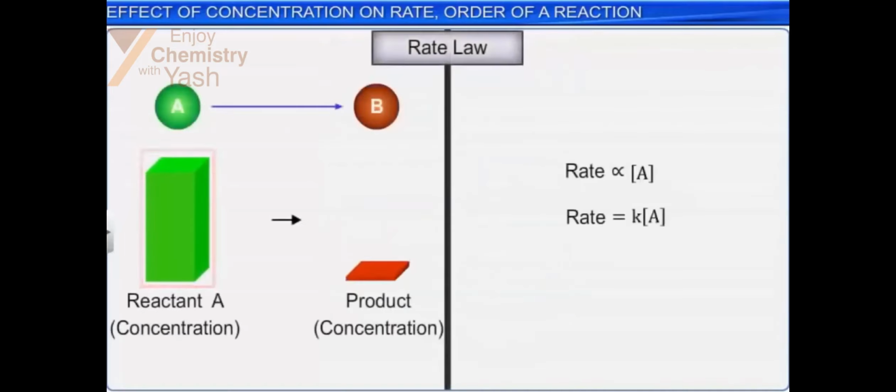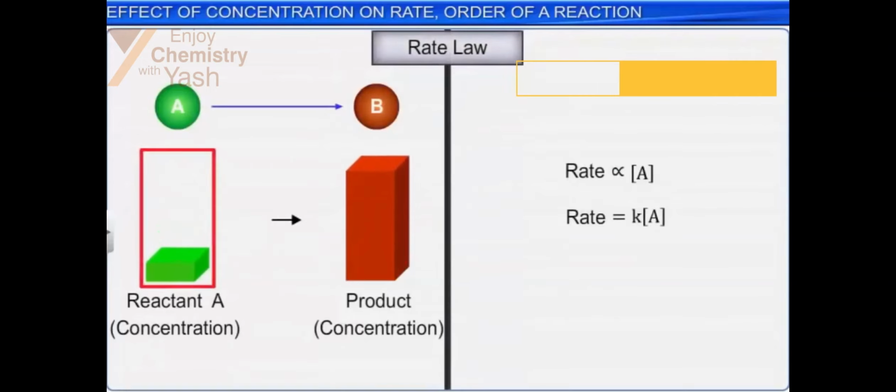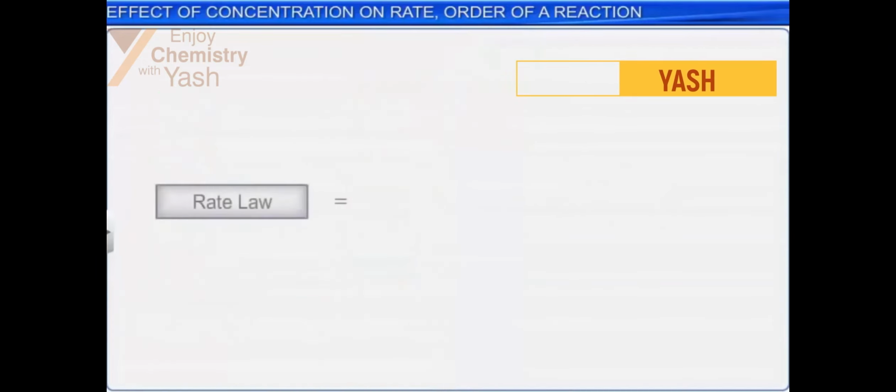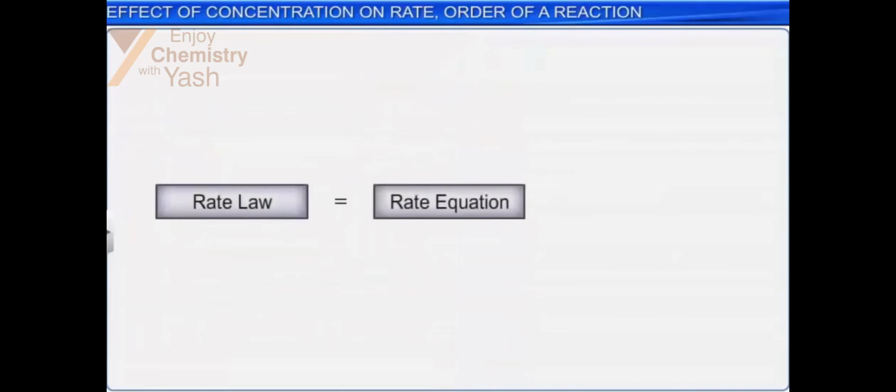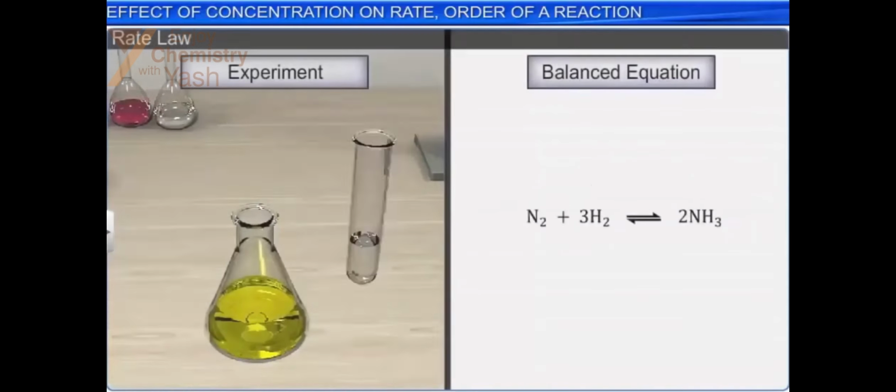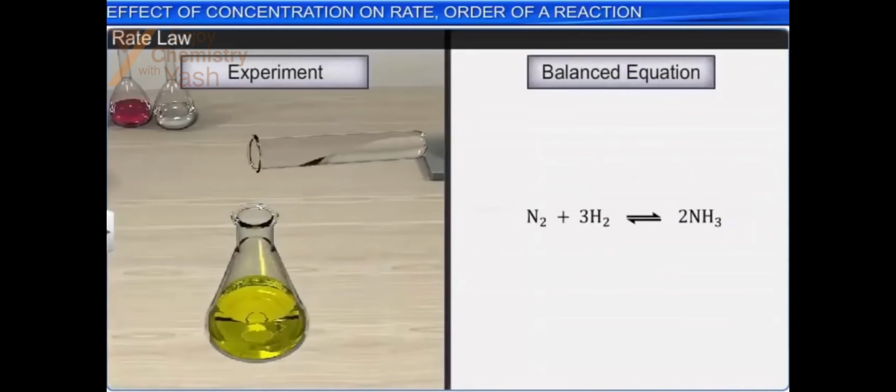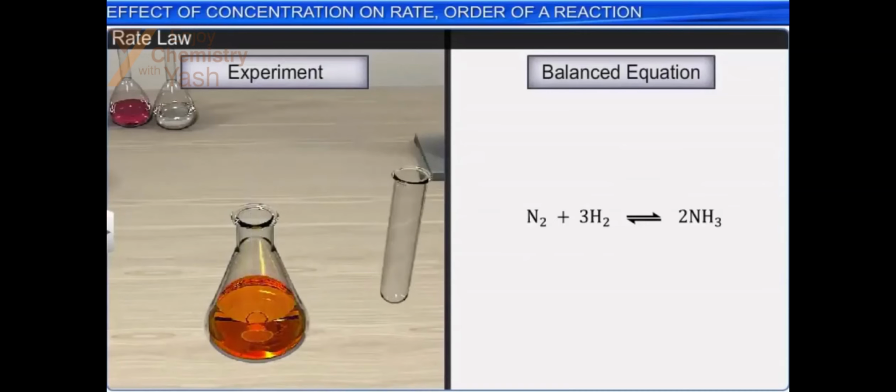The representation of the rate of a reaction in terms of the concentration of its reactants is known as the rate law. It is also called the rate equation or rate expression. It is important to note that we can determine the reaction rate in terms of the concentration of the reactants only experimentally, and it cannot be determined from the balanced equation.